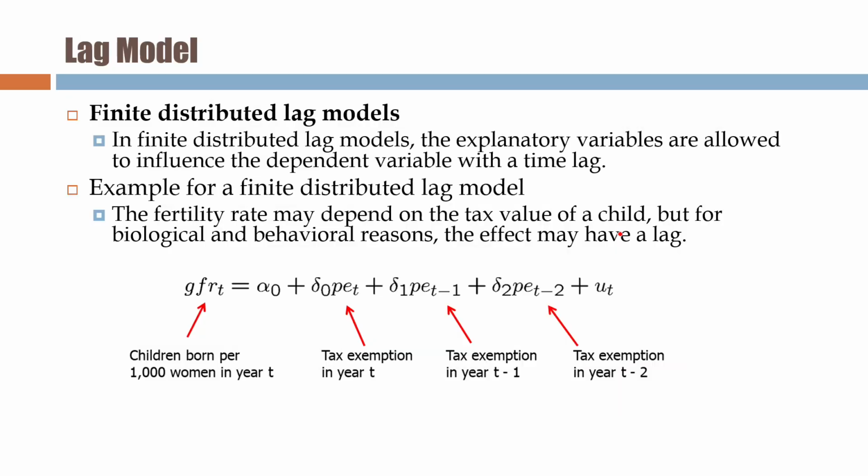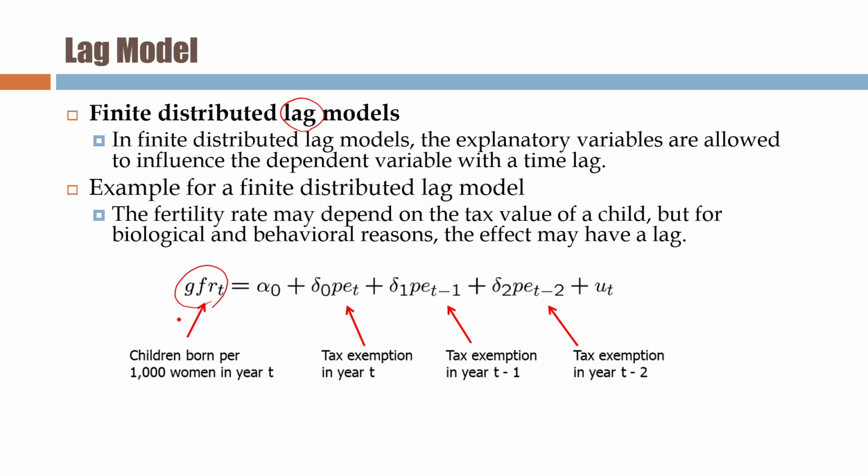But can we make it dynamic? Here dynamic means, can we look over time? This is what we call the lag model. Lag is a kind of delay. Usually something, so this is like children born per 1000 women, the fertility rate.